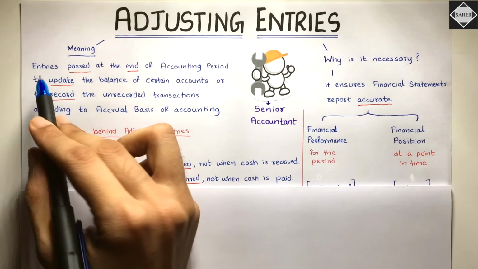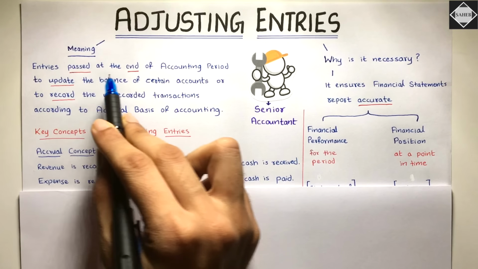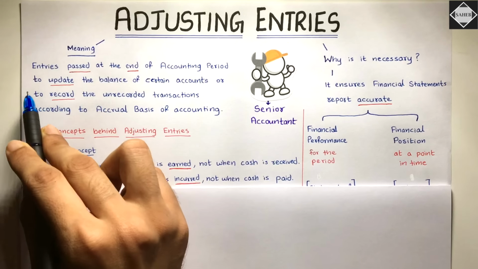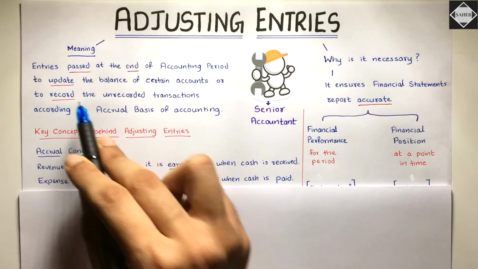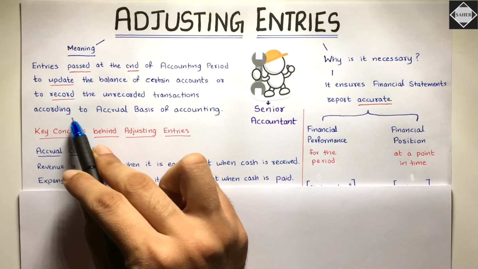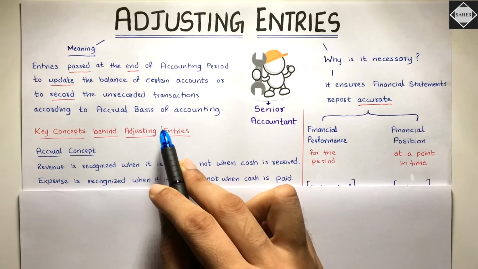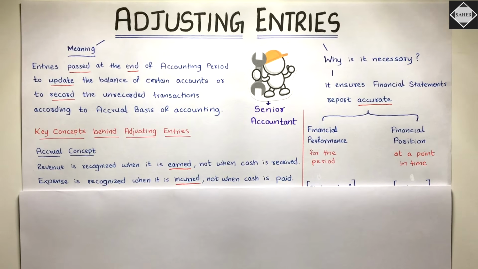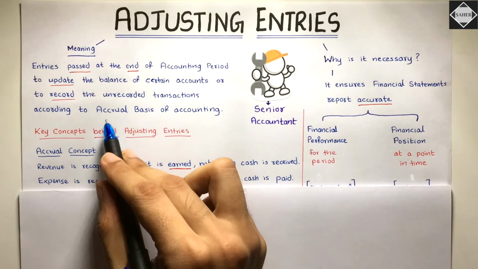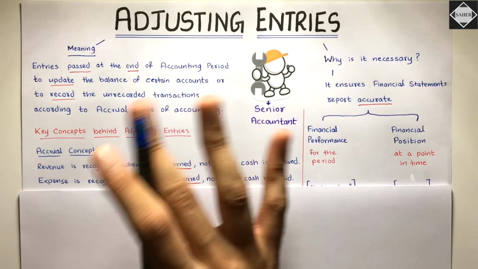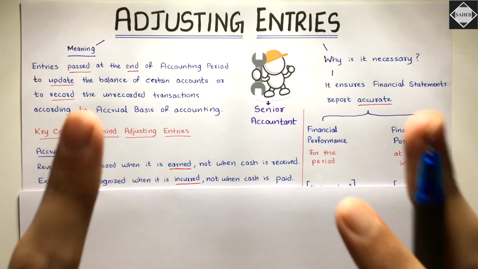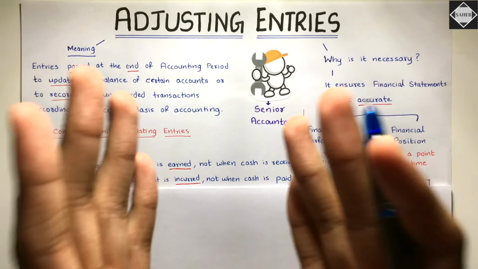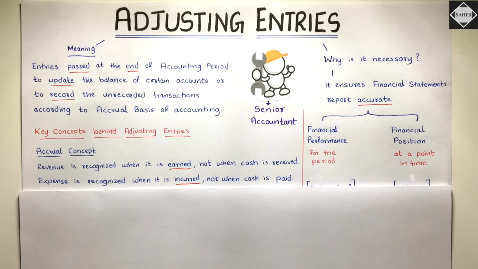Let's just read this here. Entries passed at the end of accounting periods to update the balance of certain accounts or to record the unrecorded transactions according to accrual basis of accounting. So it becomes very important to understand what happens in this accrual basis of accounting. See, it's really simple. Accrual basis means whatever has happened in your business, you have to record that. That's what basically it means.